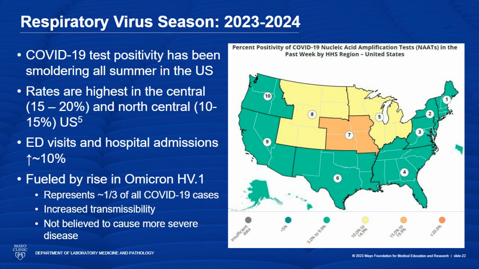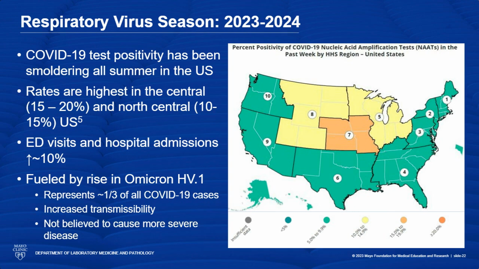I want you to remember the distribution of influenza based on the US map as well as COVID-19, because this will become important in a few slides. ED visits and hospital admissions are up about 10% for COVID-19. And we think that this is really fueled by the latest predominant variant of COVID-19, which is a descendant of the original Omicron variant. And this one that's accounting for about a third of cases is known as HV1.